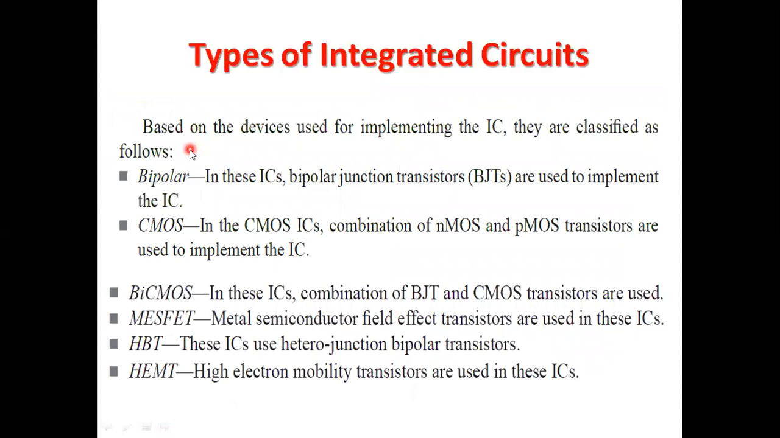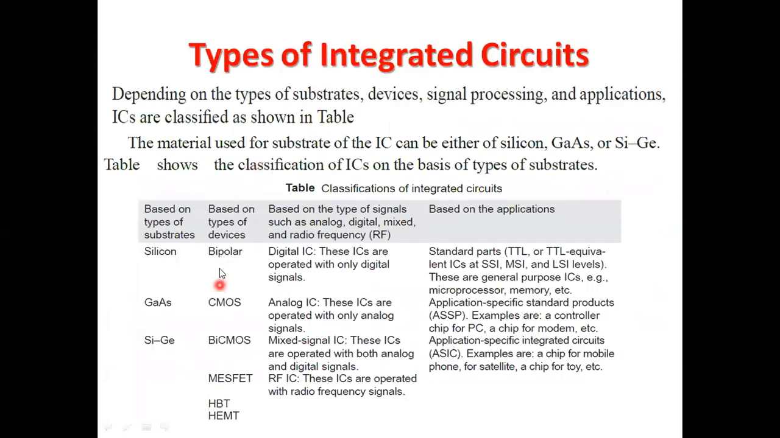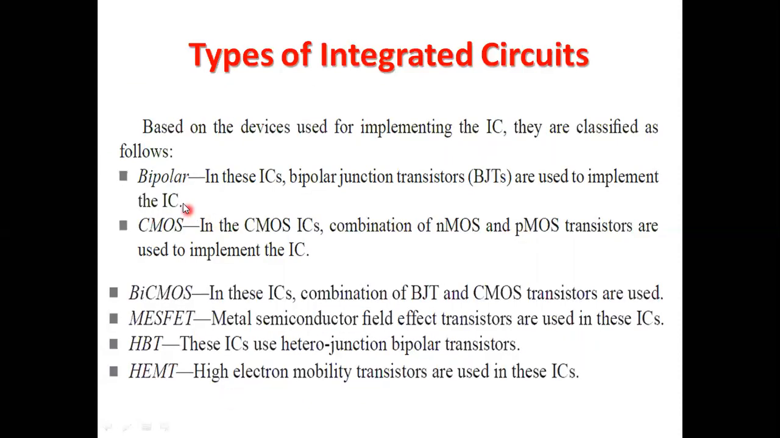That is, based on the devices used for implementing the ICs, they are classified as follows. That is, this part we are going to explain: bipolar, CMOS, BiCMOS, MESFET, HBT, and HEMT. Okay. Now let us see one by one. Bipolar. In these ICs, bipolar junction transistors, BJTs, are used to implement the ICs.